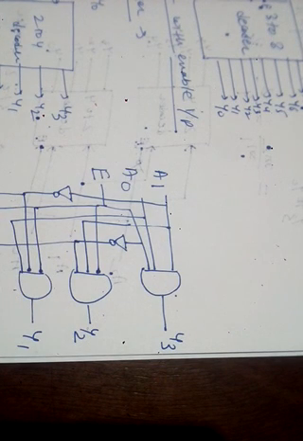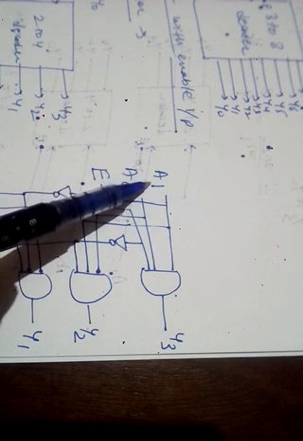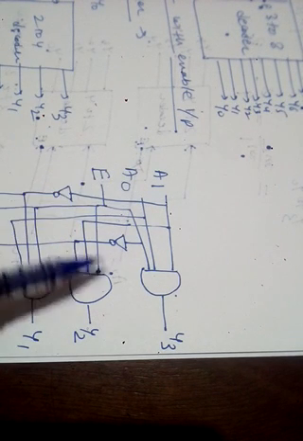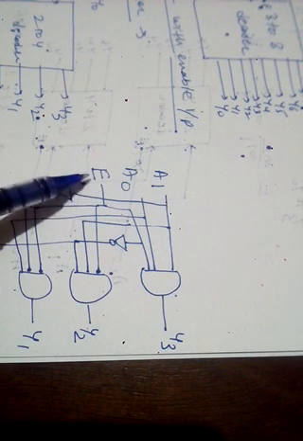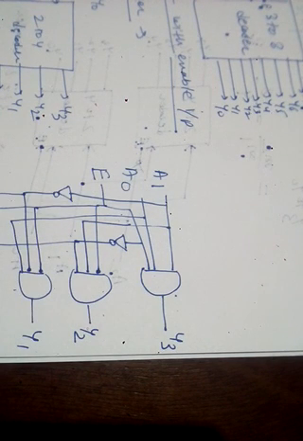So this is the logic diagram for the 2 to 4 decoder, where the input variables are A1 and A0, and E is the enable, and we will get output only when this E is 1. If E is 0, then all outputs of the decoder will be 0.